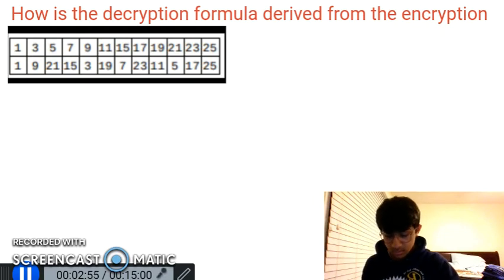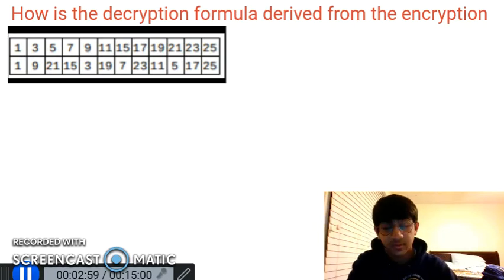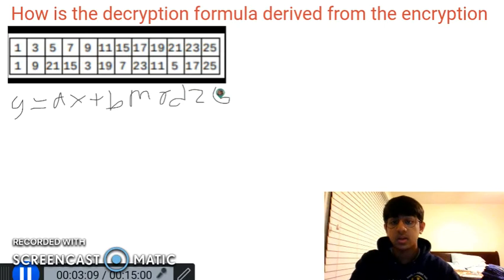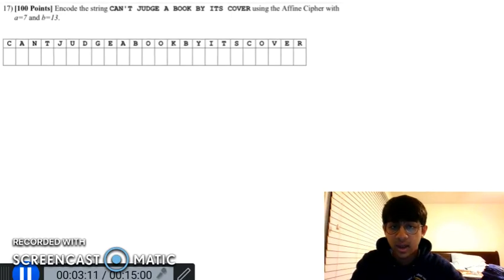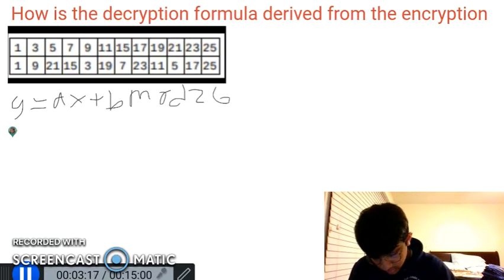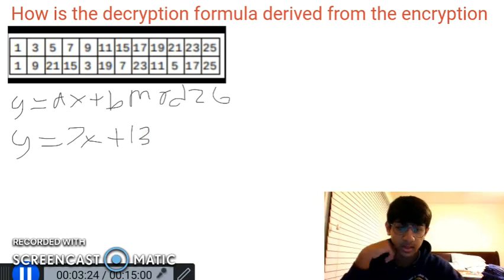So we start off with our encryption cipher, which is going to be the encryption equation y equals ax plus b mod 26. And so now let's imagine that our a and b are 7 and 13. Okay, let's go back in here. So y equals 7x plus 13. Let's ignore the mod 26 for now because we can come back to that later.